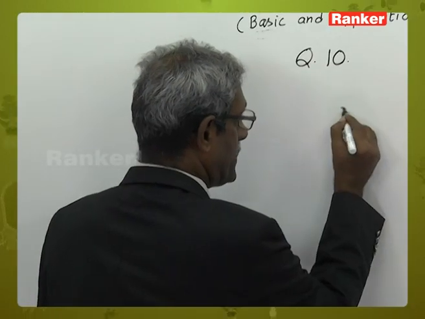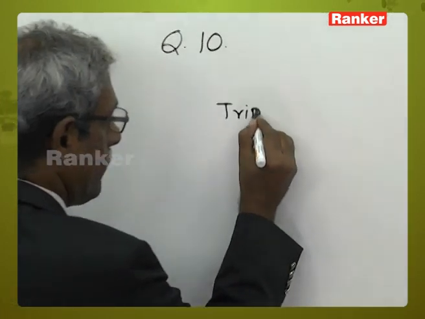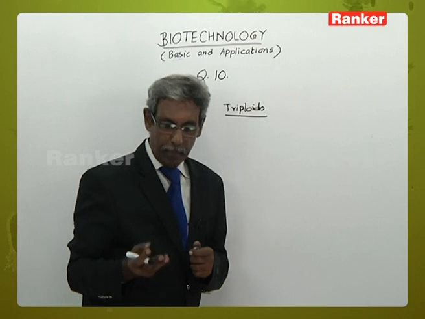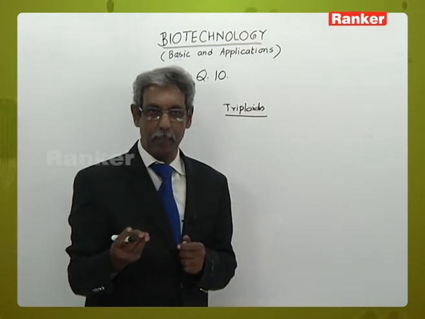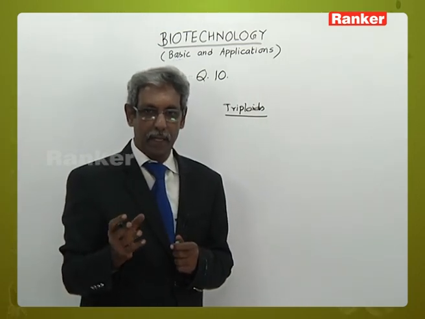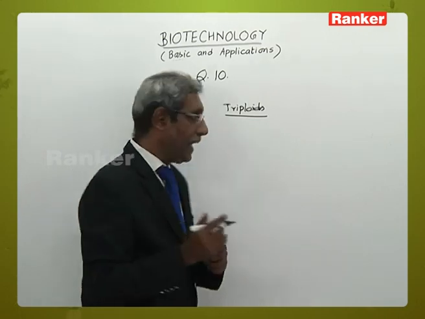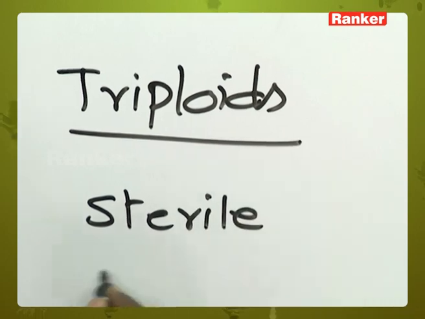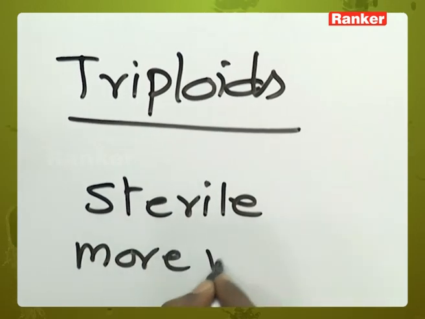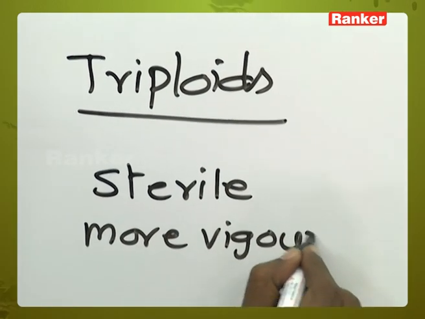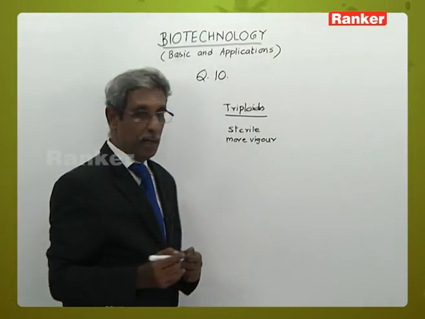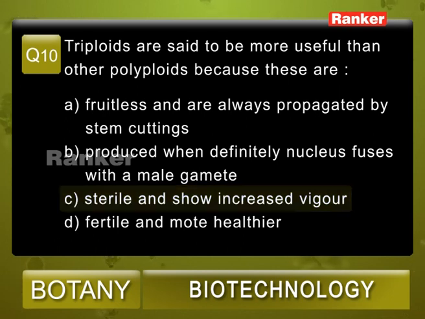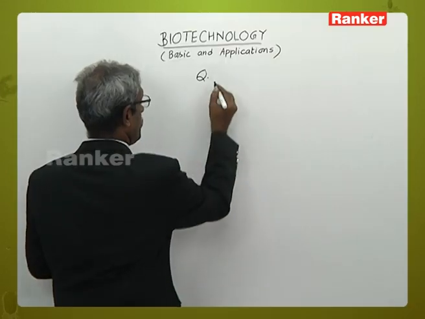When you take triploids, as in triploid watermelons as well as in triploid coffee and tea, they are predominantly sterile, and they show more vigor. Hence, the answer is C. Answer is C in the case of triploids. We go to question number 11.